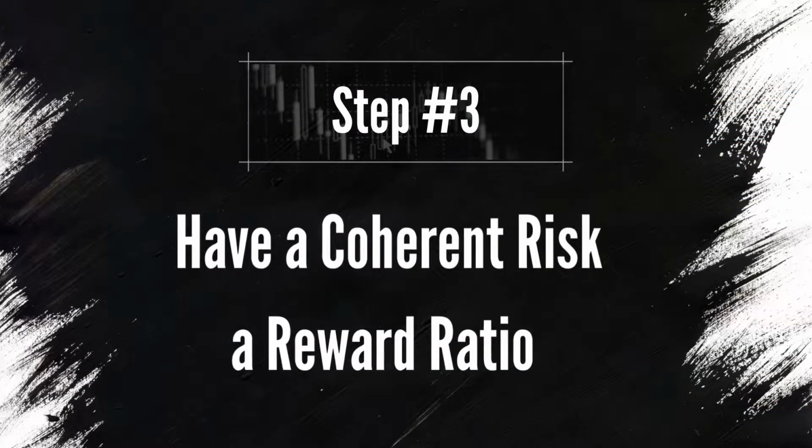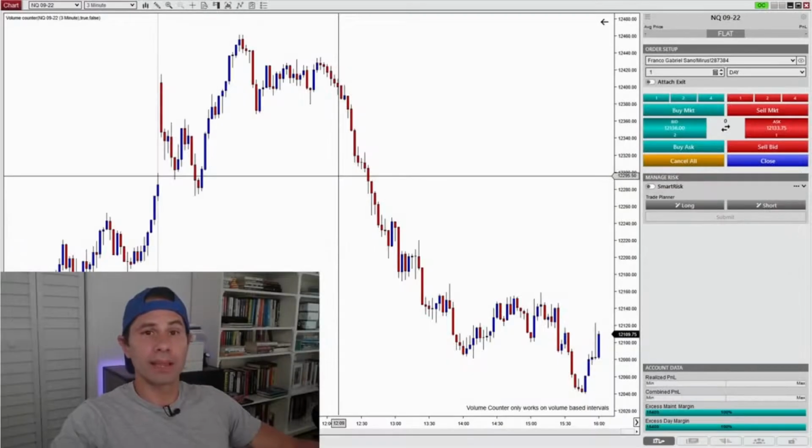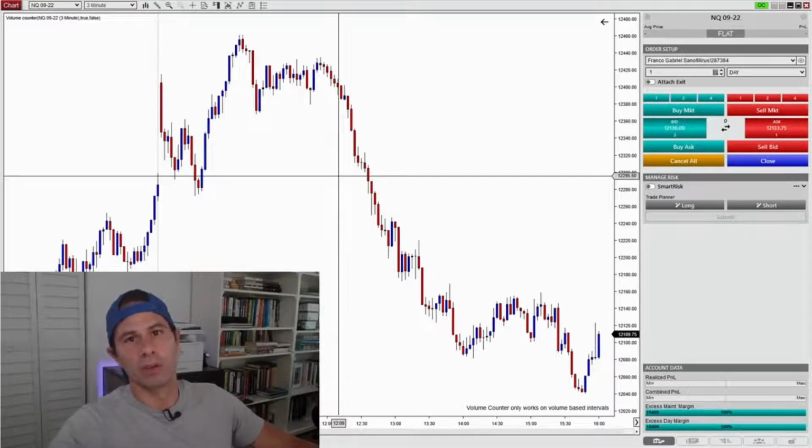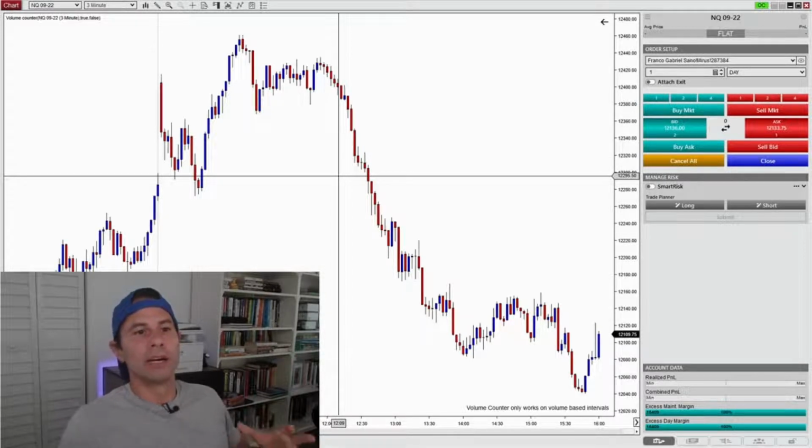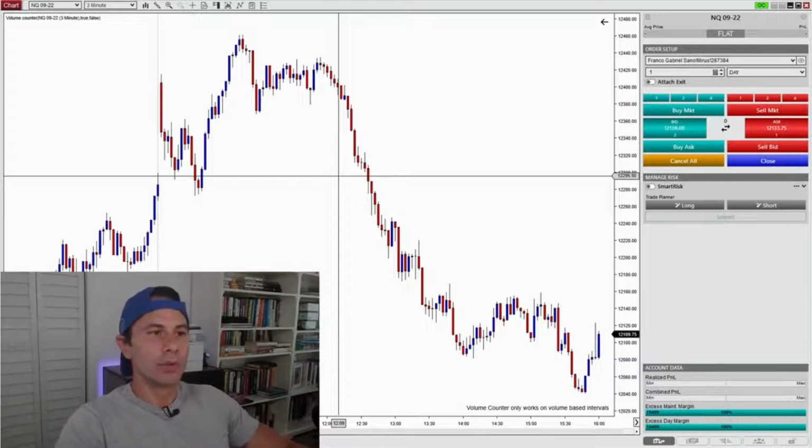Step number 3, and that is having a coherent risk and reward ratio. What I mean by that is that you need to make more money than what you risk, right? And it all comes to your winning rate. But let's say you are starting. I don't have a trading plan. I'm going to start seeing if my plan works, right?